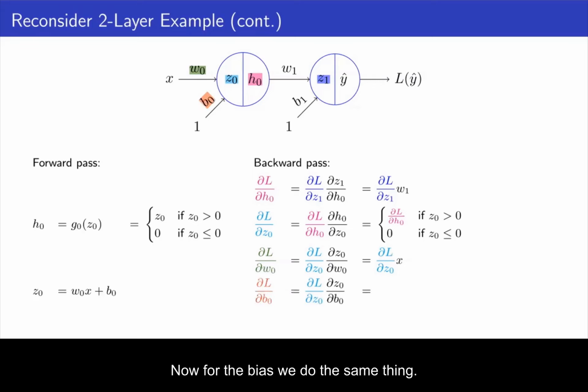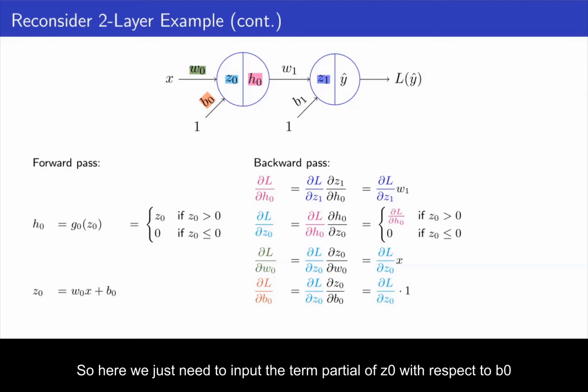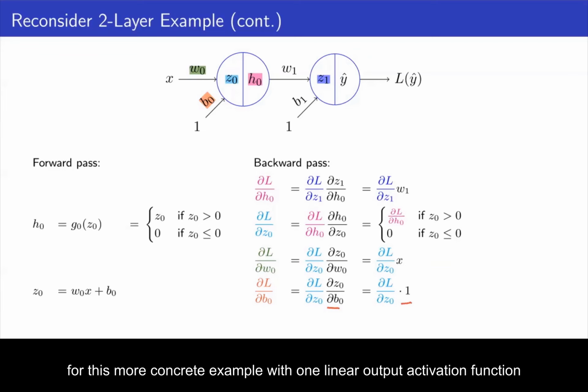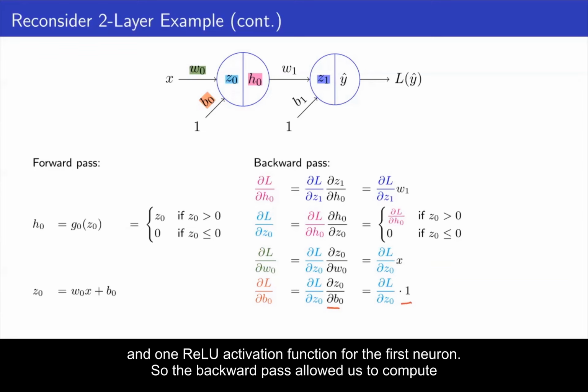Now for the bias, we do the same thing. So here we just need to input the term partial of z0 with respect to b0, and the derivative of that then gives us 1. So that completes the full backward pass for this more concrete example with one linear output activation function and one ReLU activation function for the first neuron.